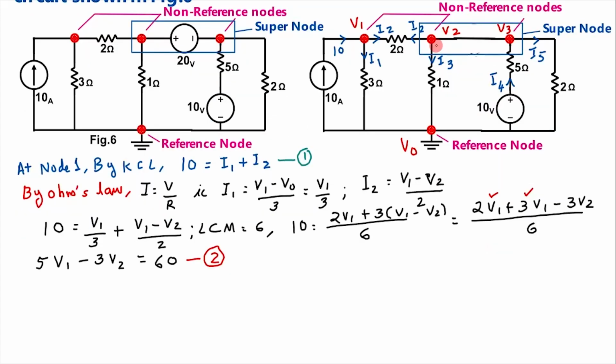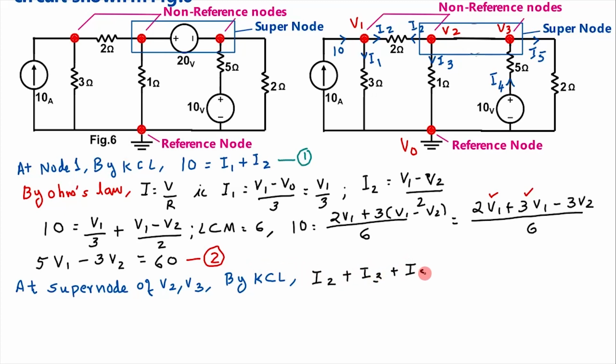Then here, at this supernode created by V2 and V3, by Kirchhoff's current law, I2, I3 and I5 are going away, while I4 is coming towards the node. As per Kirchhoff's current law, current entering is equal to current leaving that junction. That is, I2 plus I3 plus I5, which are leaving the junction, is equal to current entering, that is I4. Let this be equation number 3.